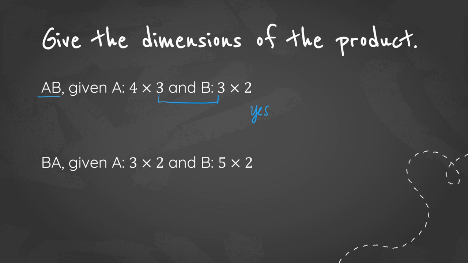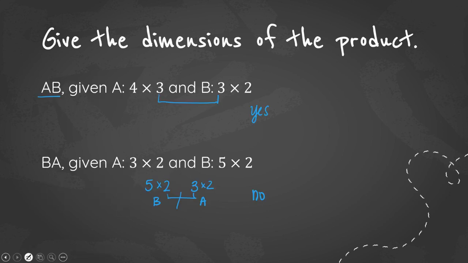Okay? Now looking at BA, so this time we're going to take a 5 by 2 times a 3 by 2. This is B, this is A. Order matters. Notice that these inner ones are not the same. So this is a no, we cannot multiply that.